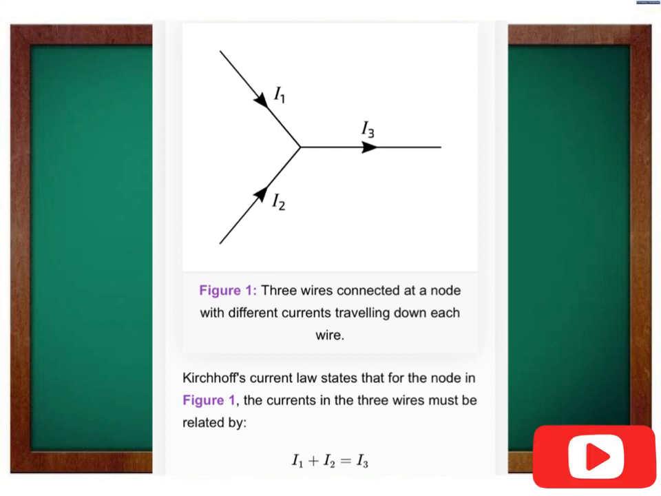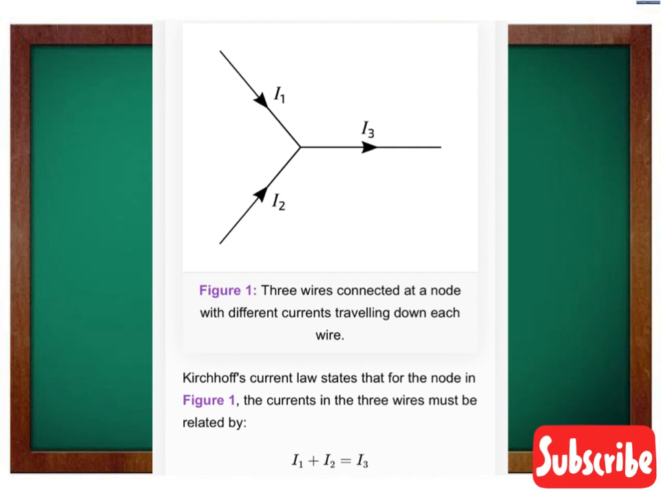What will be the sum of currents entering the junction? Yes, there are two currents entering the junction, so their sum is I1 plus I2, which should equal the sum of current leaving the junction. There is only one current leaving the junction, so you write I3. If many currents are leaving, you write down the summation of all these currents leaving the junction. So from this diagram, Kirchhoff's current law is I1 plus I2 should equal I3.